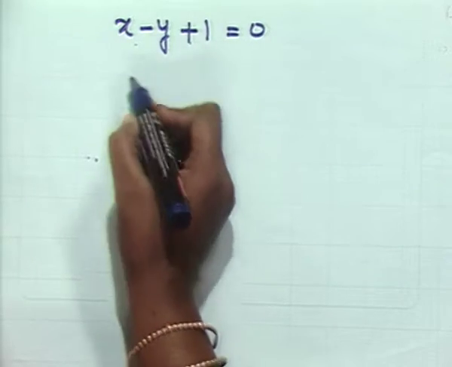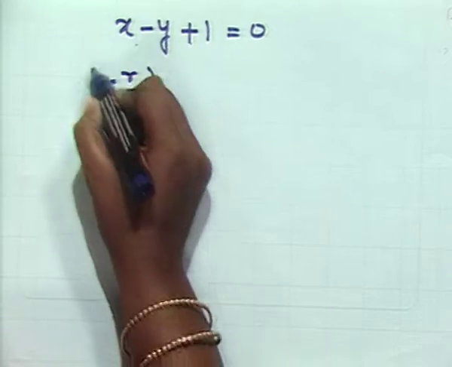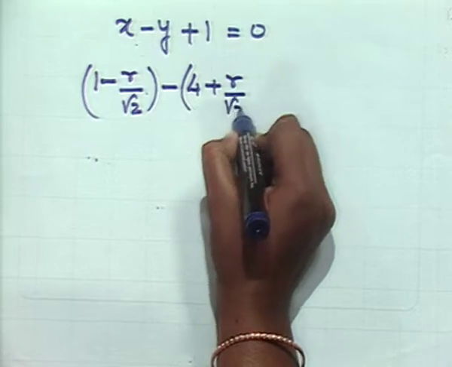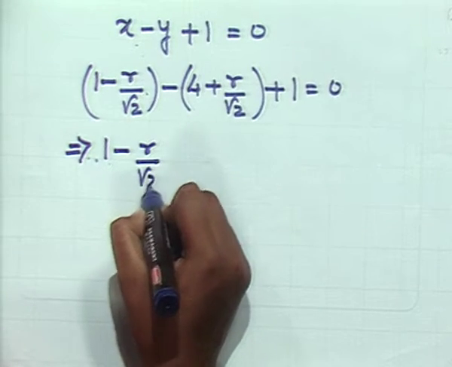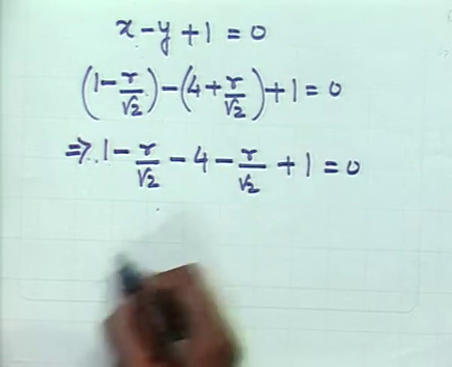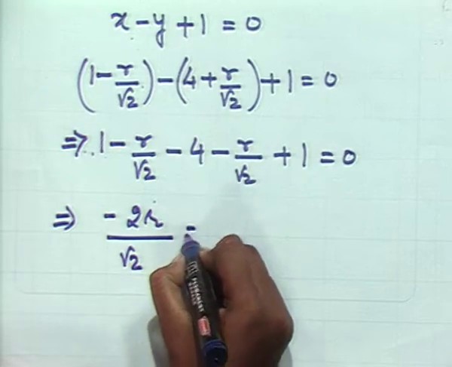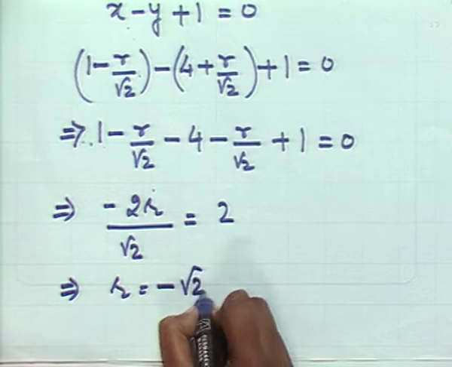So substituting the values here, we have 1 minus r upon under root 2, minus, for y we substitute, 4 plus r upon under root 2, plus 1 equal to 0. This implies 1 minus r upon under root 2 minus 4 minus r upon under root 2 plus 1 is equal to 0. Simplifying this, we get minus 2r upon under root 2 is equal to 2. So r is equal to minus under root 2.